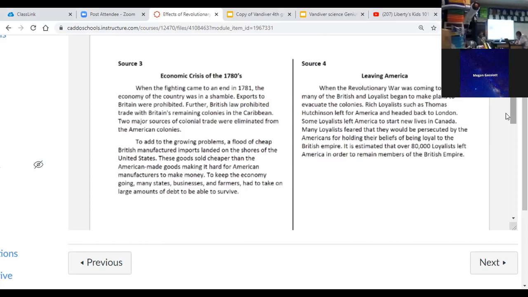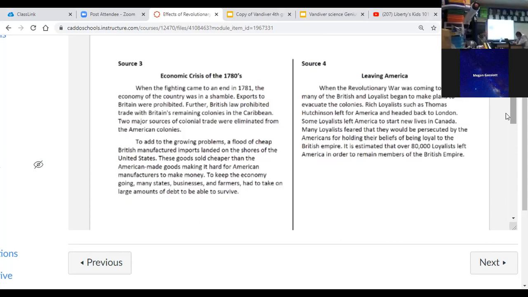Do you remember Thomas Hutchinson being the one that was so not liked, right? His brother was a judge and he was friends with Mr. Oliver. Remember? Yeah. So he headed back to London. He wasn't exactly liked in America. Some loyalists left America to start new lives in Canada.